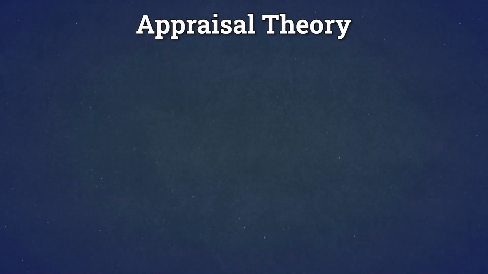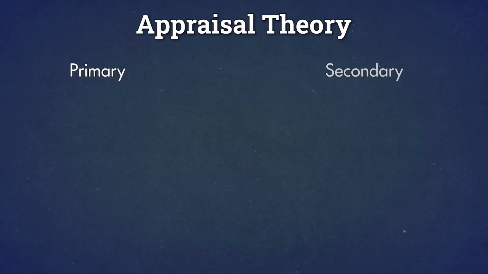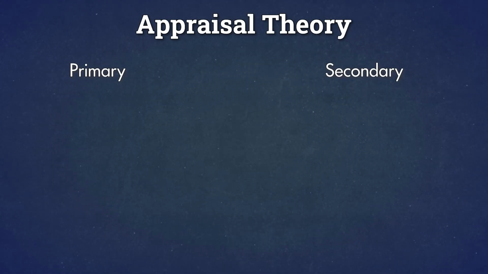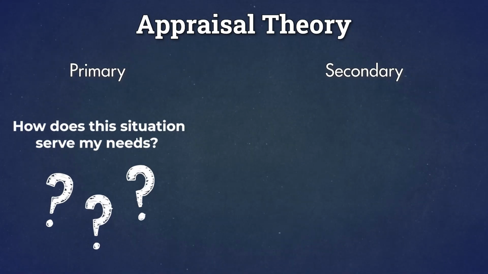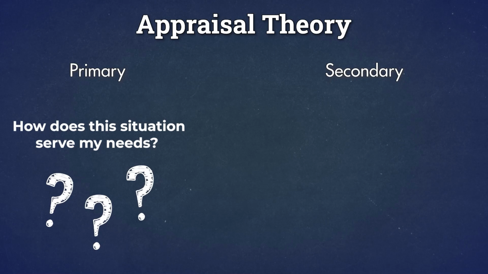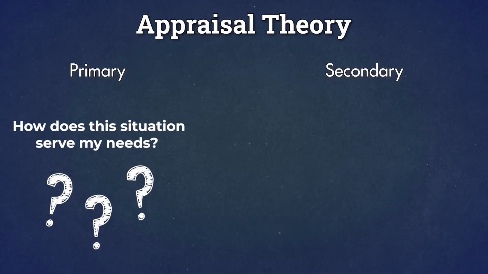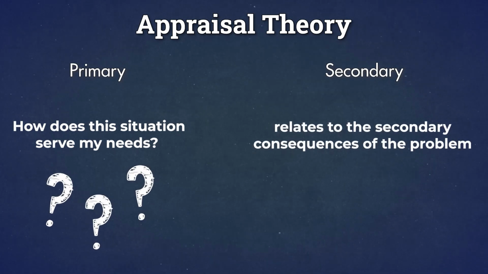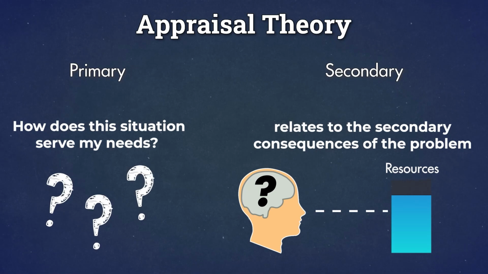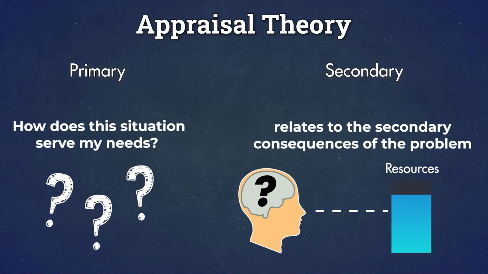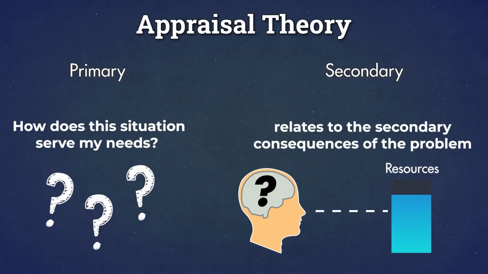There are two steps in appraisal theory, primary and secondary. The primary appraisal answers the question, how does this situation serve my needs? If the motivational relevance is low, or if the individual considers the situation to be incoherent overall, he or she will be less inclined to try solving the problem. The secondary appraisal relates to the secondary consequences of the problem. The person is trying to understand if they have enough resources to deal with the situation. Otherwise, they will try to adjust the situation to find an advantage.